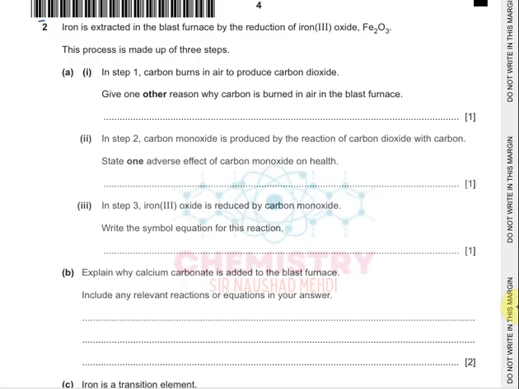Now question number 2, this question is related to the extraction of the iron. So iron is extracted in the blast furnace by the reduction of iron 3 oxide. This process includes 3 steps. So if you can recall the steps which are used in the blast furnace, right?